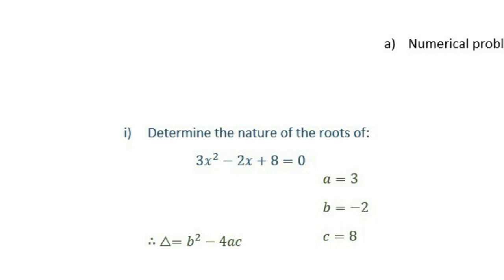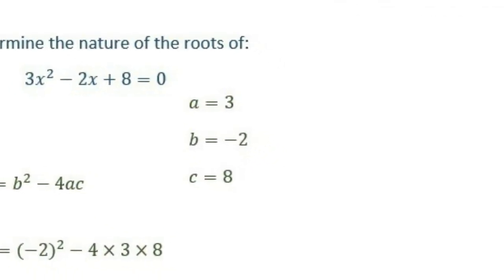You first have to decide what are the values of the a, b and c that we need for the formula for the discriminant. A is the number in front of the x squared, so a is 3. B is the number in front of just x, so that's -2, and c, or the constant, is the number without x, so c is 8.